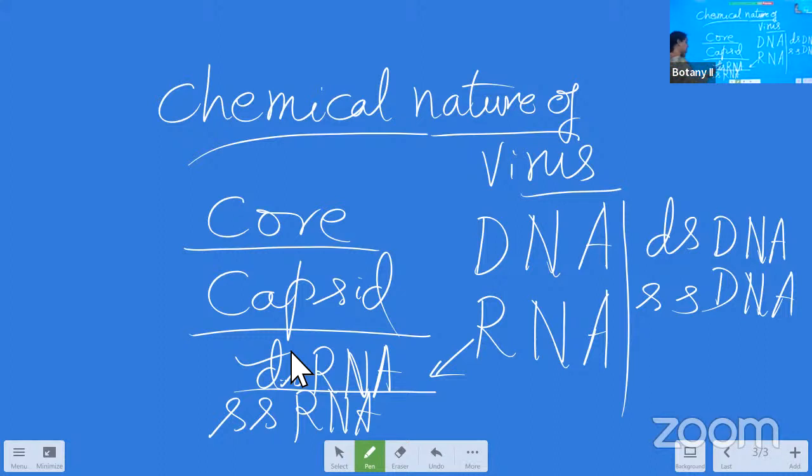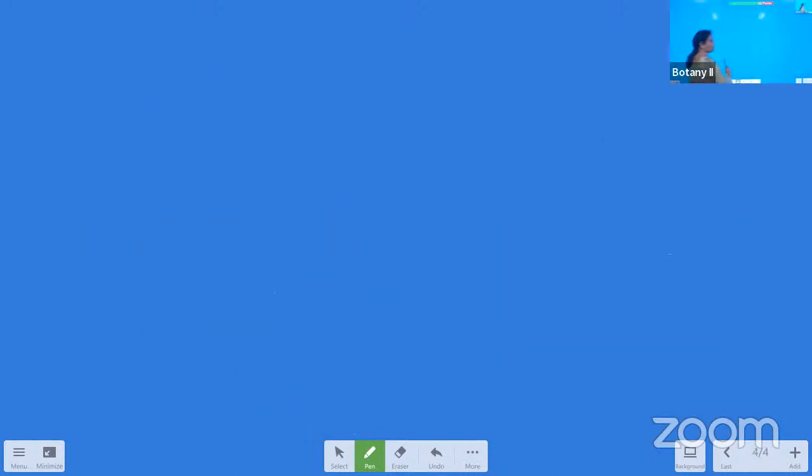Otherwise, we can say the very best example is TMV, tobacco mosaic virus, which has single-stranded RNA and gives infection to the tobacco plant, where this plant also has single-stranded RNA. So like that also we can give the example. So this is the third question.